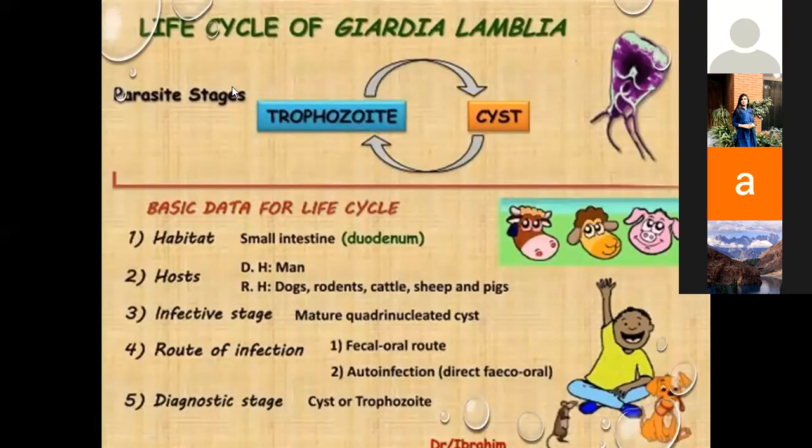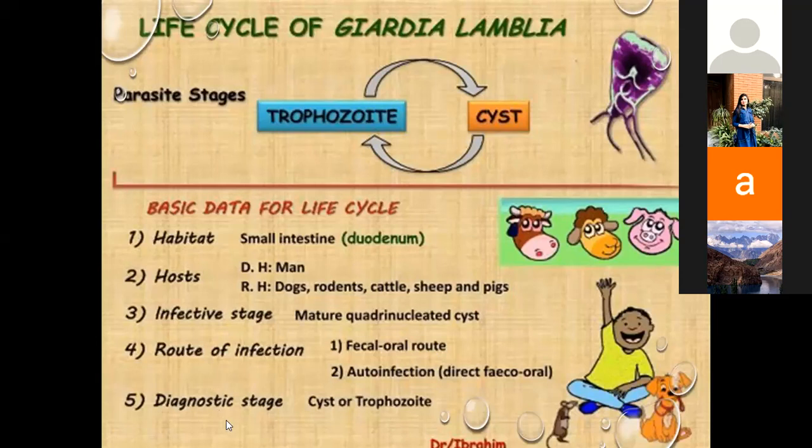The parasitic stage is the trophozoite, while the cystic stage is the infective stage in humans. The life cycle happens in the small intestine, and it can be in humans as well as in rodents, dogs, cattle, pigs or sheep. The infective stage is the mature quadrinucleate cyst, and the route of infection is the fecal route or autoinfection. Autoinfection is when you release cysts into the feces and they get into yourself again and again through contaminated hands and poor hygiene.